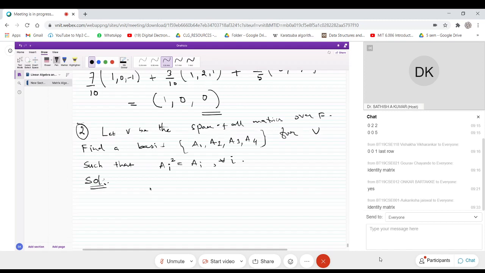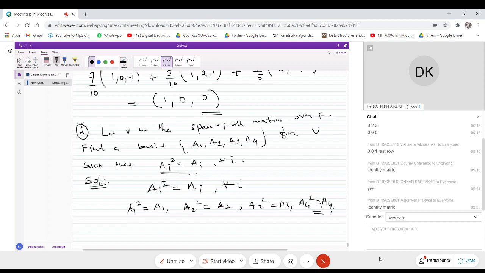Okay, so we have to satisfy this condition. Ai square is equal to Ai for each i. That's what you have to show. So you consider the four vectors. That should satisfy A1 square equal to A1, and then A2 square is equal to A2, and then A3 square equal to A3, and then A4 square is equal to A4. This should satisfy.